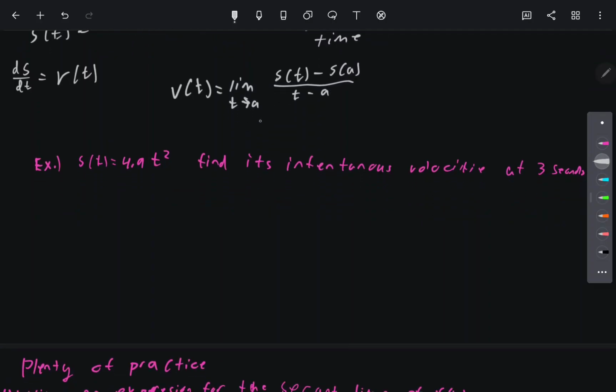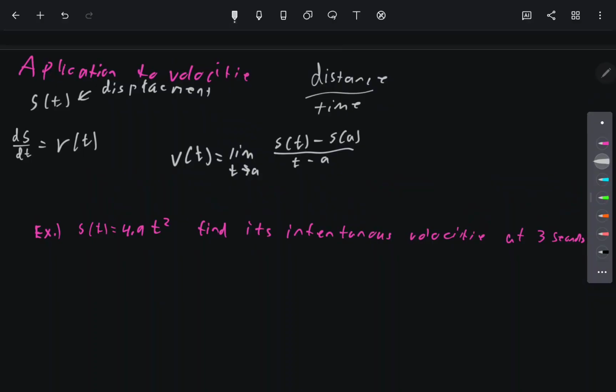Well, what this is really saying is, as this t approaches a, we're going to get a better approximation for a, the tangent line at a. In fact, we're going to find the velocity at a. This derivative, as you're going to find, is very useful for finding rates of change.